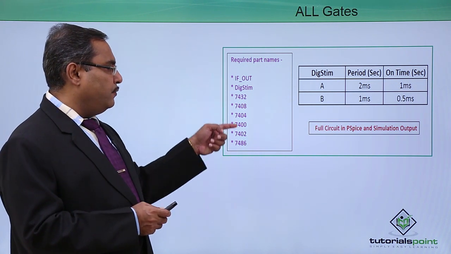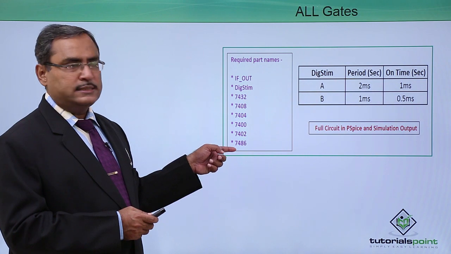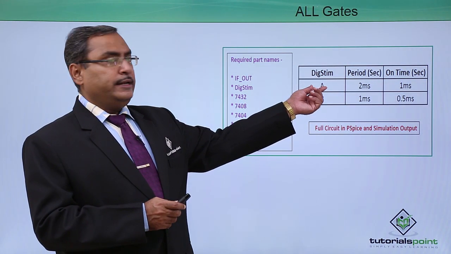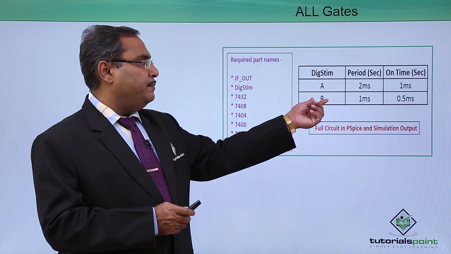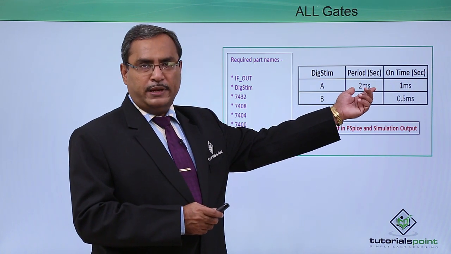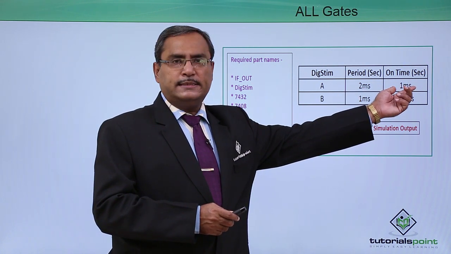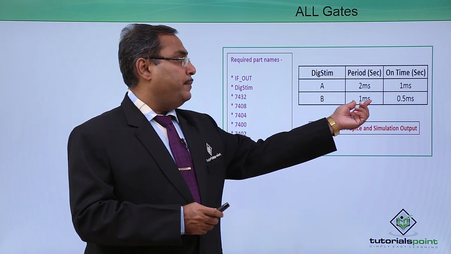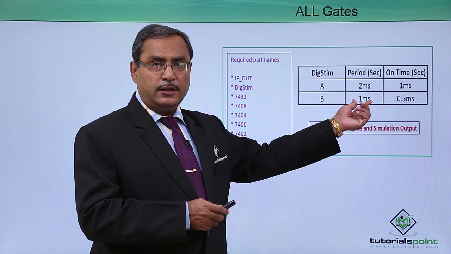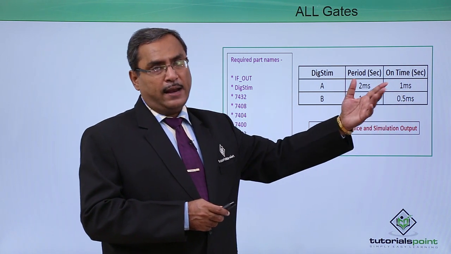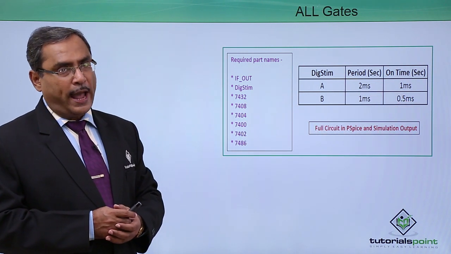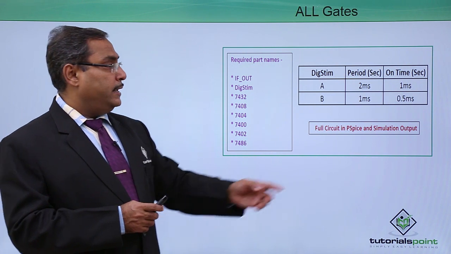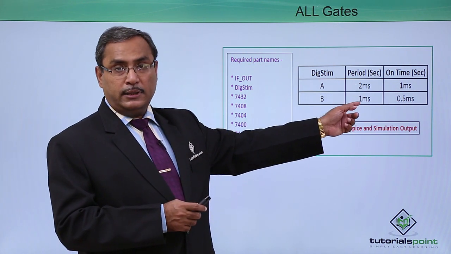Okay, so this is the full parts list if you want to implement all the 7 gates. In case of this stream, we have A and B. The full time period is 2 millisecond. Out of it, 1 millisecond will be high and the rest 1 millisecond will be low. In case of B, the full time period is 1 millisecond, so 0.5 millisecond will be high and 0.5 millisecond will be low accordingly. As a result, A has a time period double that of B.